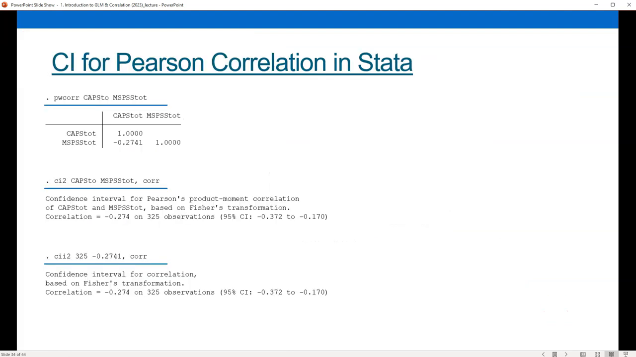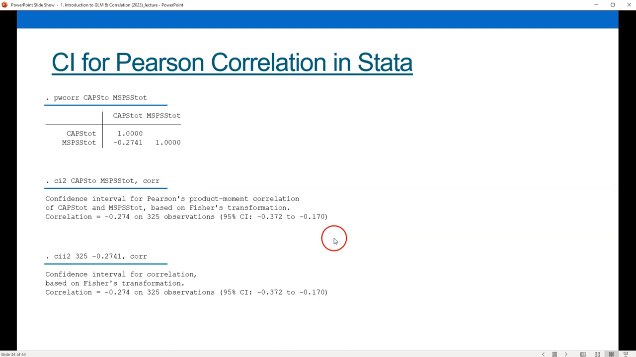We can also do this a couple of different ways in Stata. If I just run my pwcorr between my two variables, I get my point estimate here. What I can then do is run ci2 variable 1, variable 2, comma corr, and that's going to give me my point estimate, number of observations, and my confidence bound.